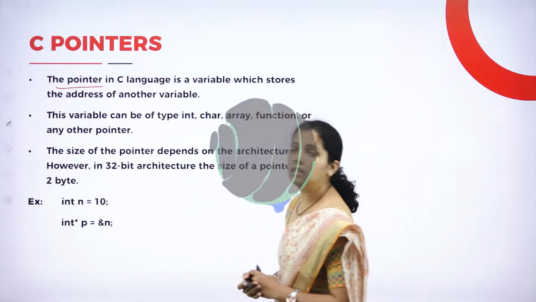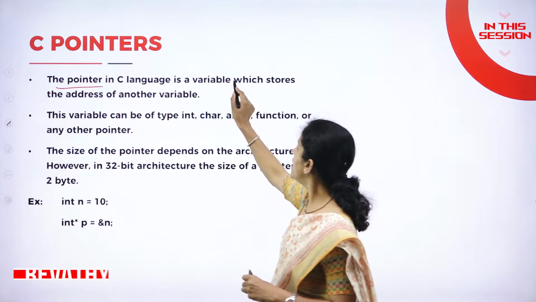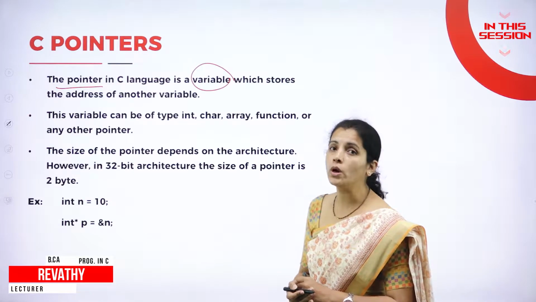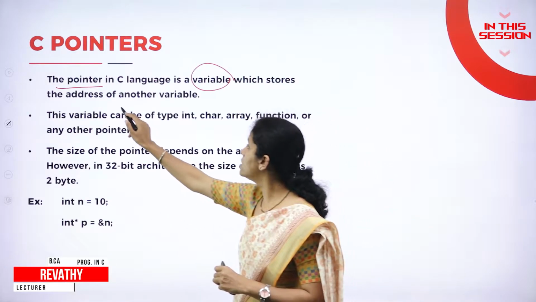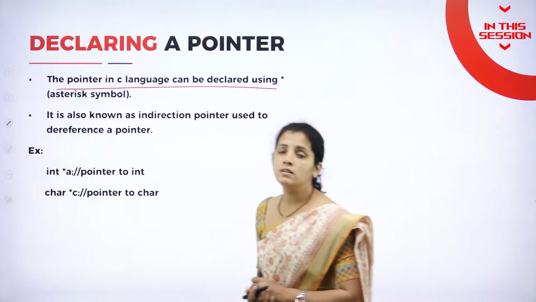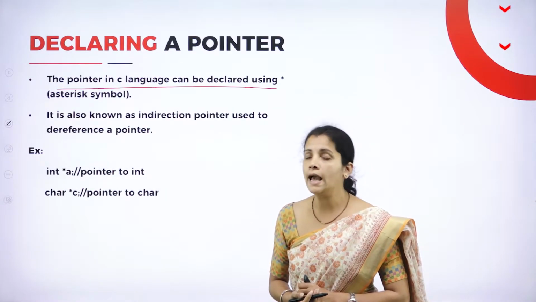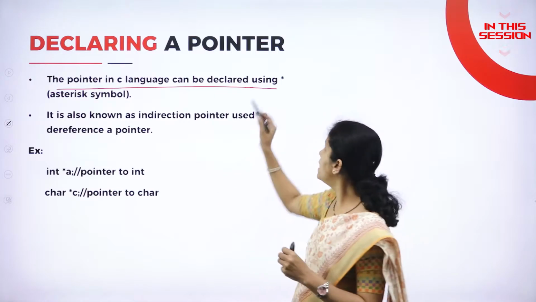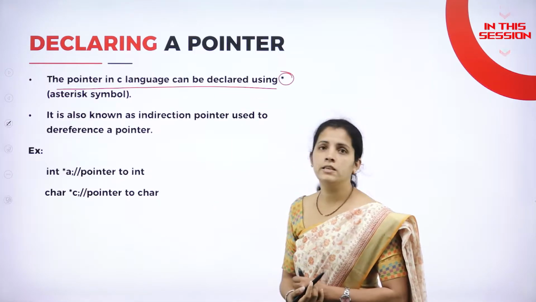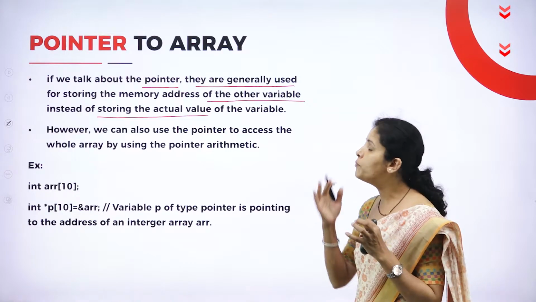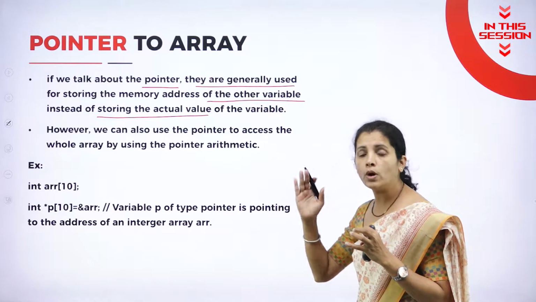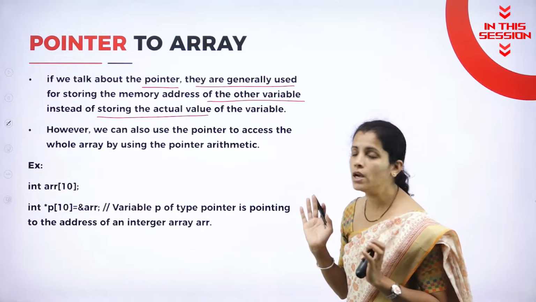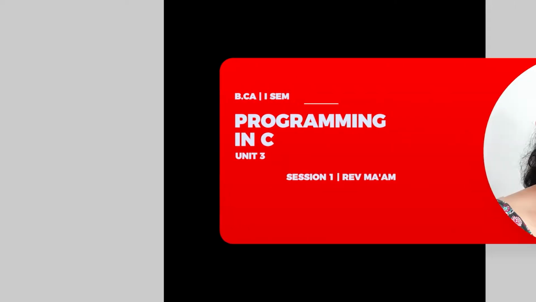A pointer in C language is defined as a variable which is capable of storing the address of another variable. Pointers can be declared with the help of the asterisk symbol or the star symbol. The main use of a pointer is to store the address of another variable instead of storing a value.